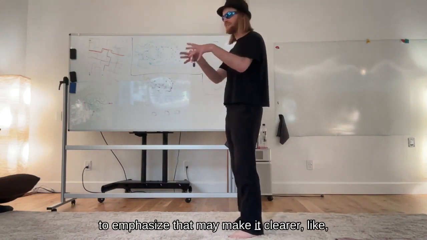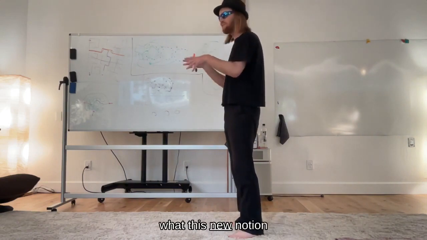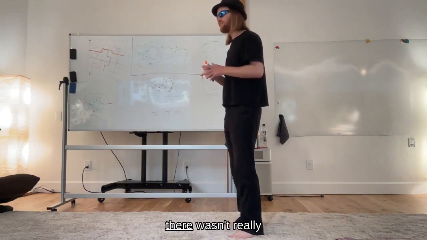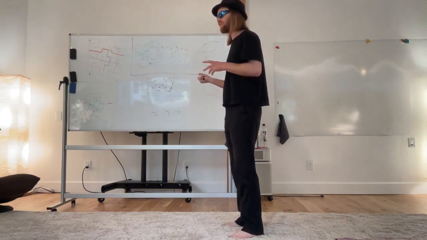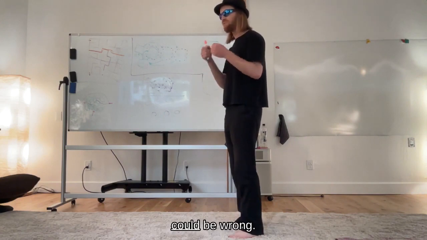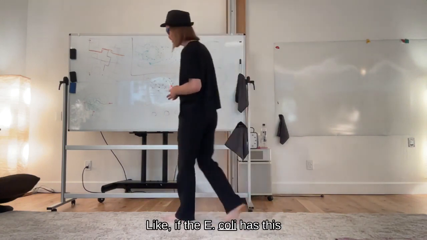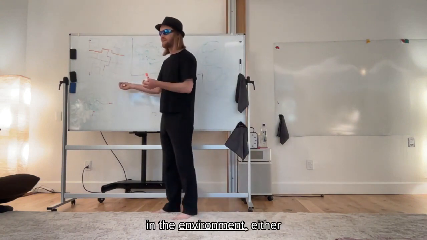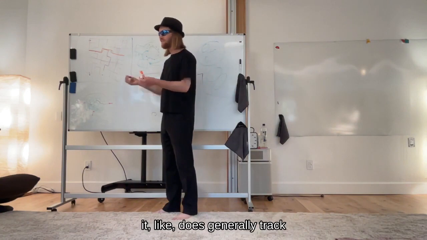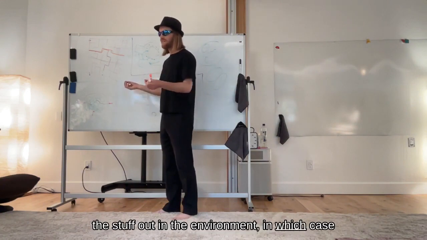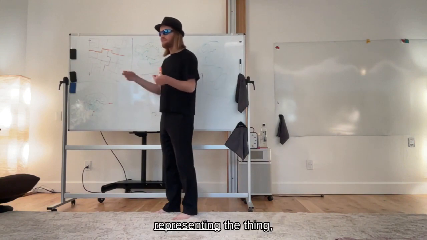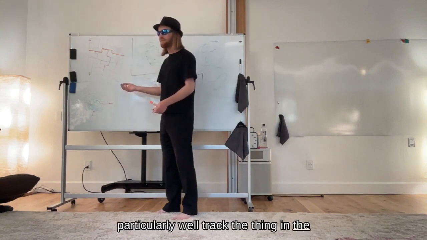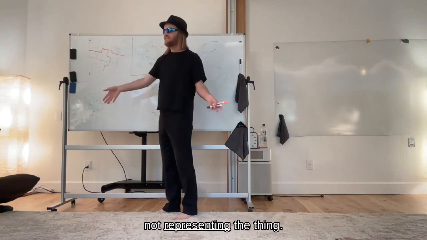The thing I want to emphasize that may make it clearer what this new notion of representation is and why it's different. With our previous two notions of representation, there wasn't really a way that the system's representation could be wrong. Like if the E. coli has this internal signal that's tracking this stuff out in the environment, either it does generally track the stuff in the environment, in which case it's by definition representing the thing, or it doesn't particularly well track the thing, in which case it's by definition not representing the thing.